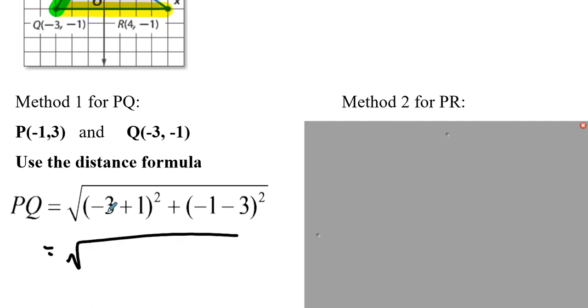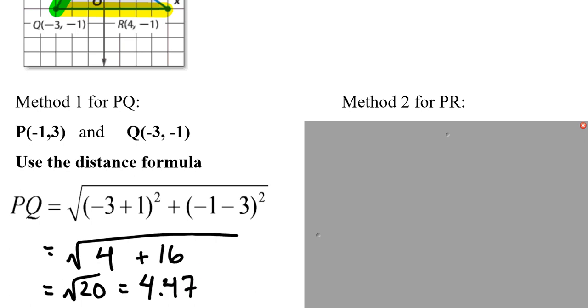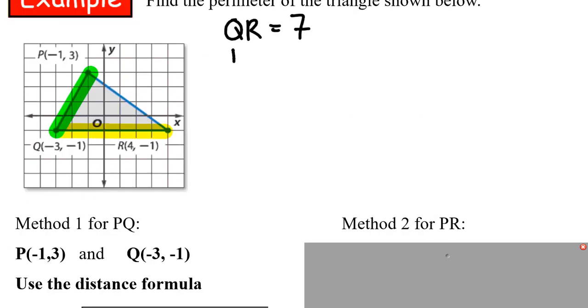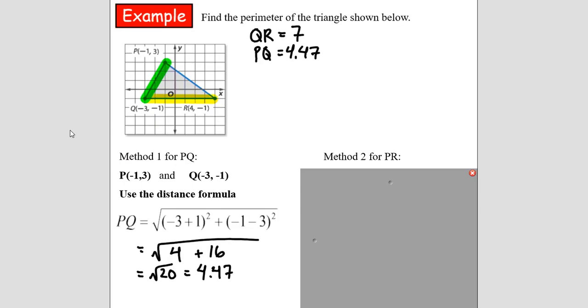Square root, -3 plus 1 is -2, and -2 squared is 4. 3 minus -1 is 4, and 4 squared is 16. That will give me the square root of 20. That's an irrational number, so I'm going to have to approximate it using a calculator, and it's like 4.47. So PQ is 4.47. That's how I could use the distance formula for PQ.